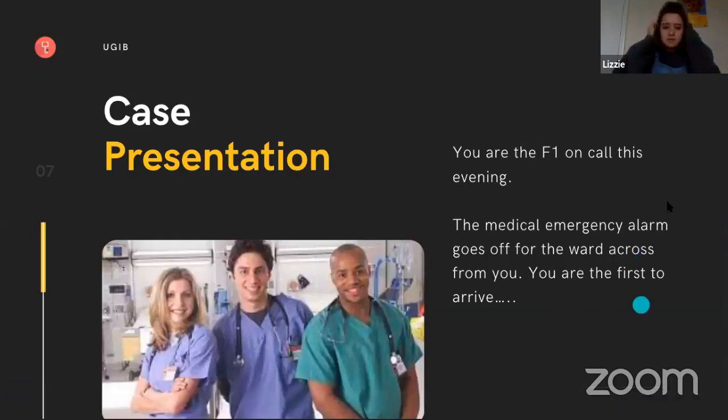So the scenario is that you are the F1 on call. You're covering the medical wards. You're pottering around doing some jobs, having a cup of tea, when suddenly your bleep goes off as a peri-arrest for the ward opposite you. You very diligently drop everything, throw your cup of tea over and run over to the other side of the ward opposite, and you are the first doctor to arrive.